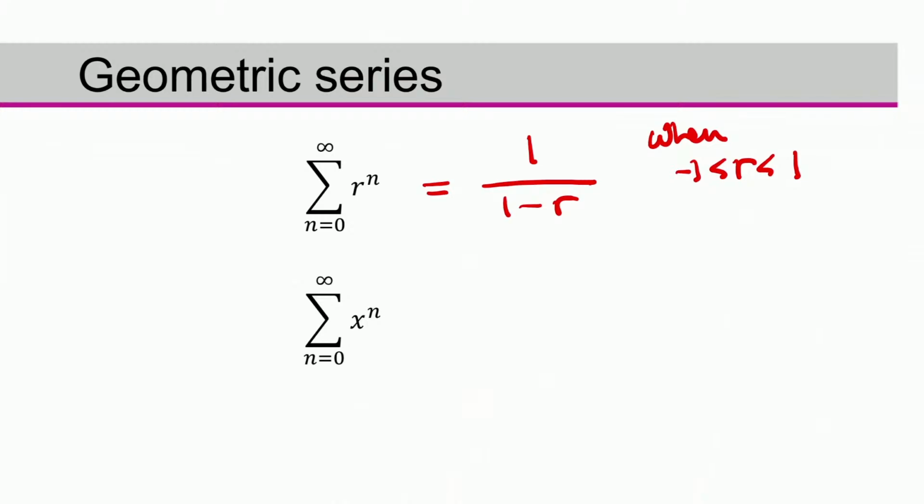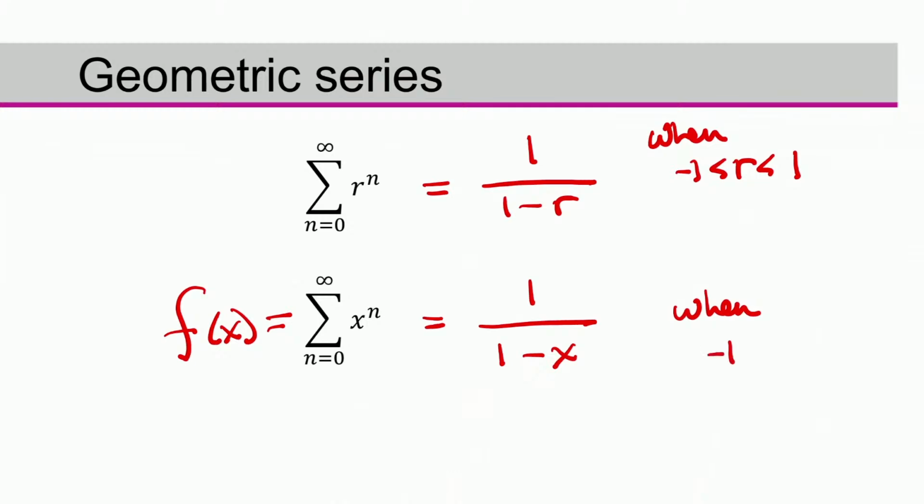Now here's the cool thing about this: we're going to be changing from r to x. And when you change to x, you think, this is no longer just a formula for a sequence. It's now a function. You're used to functions, aren't you? We're going to call this f of x. And we can still use the same formula. This is 1 over 1 minus x, as long as x is between -1 and 1. Just think of this as the domain. As long as x is between -1 and 1, these two are exactly the same thing.